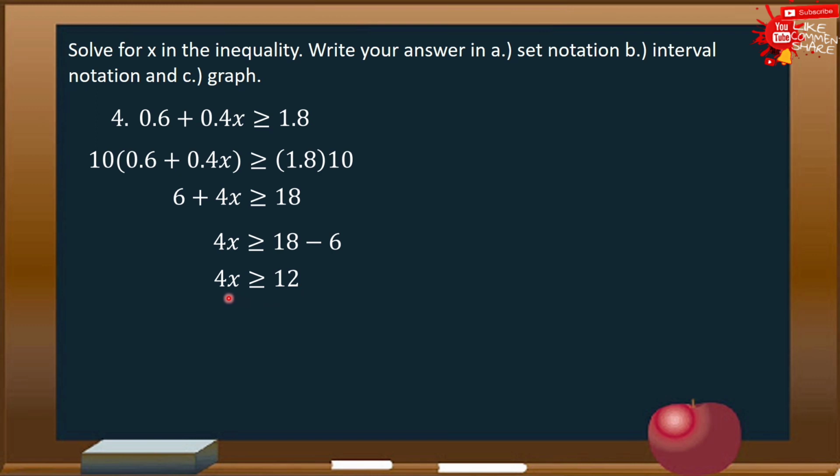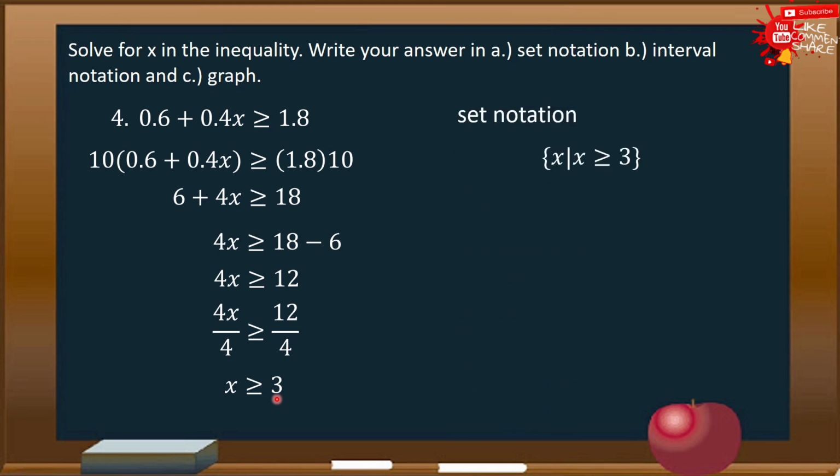And then, divide both sides by the numerical coefficient of x, which is 4. So, we will have 4x divided by 4 is greater than or equal to 12 divided by 4. So, 4x divided by 4 is x, then greater than or equal to, then 12 divided by 4 is 3. So, the solution for this example number 4 is x is greater than or equal to 3. So, what will be our set notation?